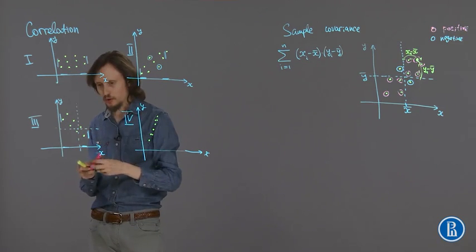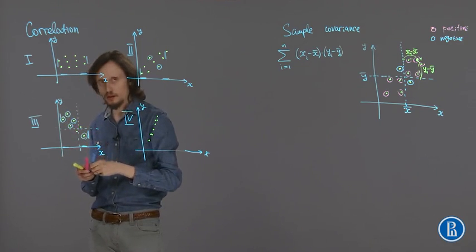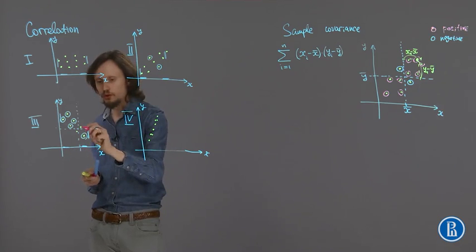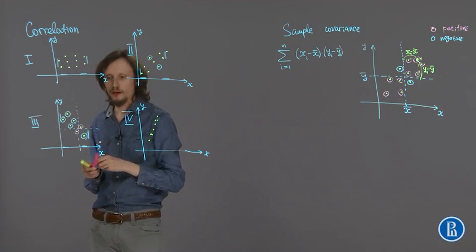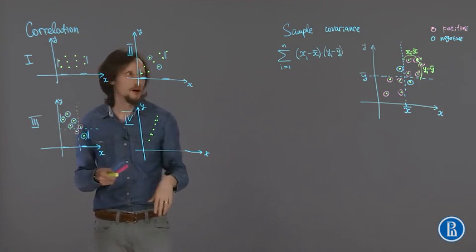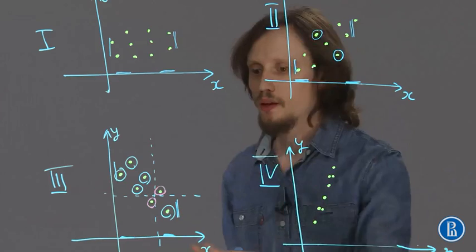And you see that we have a lot of points with negative contribution, these points, and a small amount of points with positive contribution. So for this picture, this value will be most likely negative.